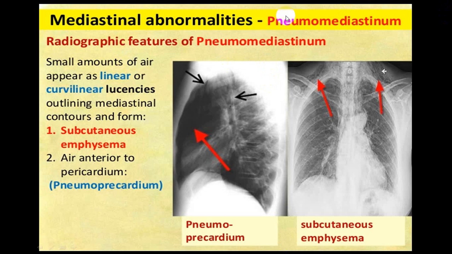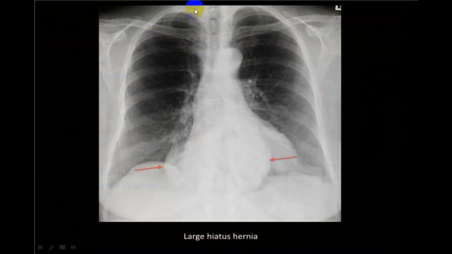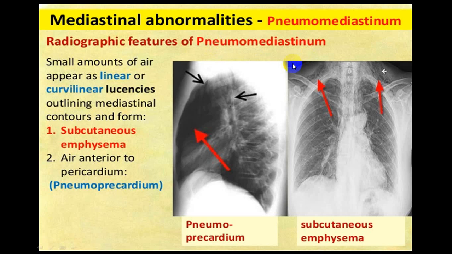So there is another condition where we get air in the mediastinum. Normally, if I draw the line like this, in this area you get only opacity except the trachea. Apart from the trachea, if you get linear lines, can you see the linear lines here? Can you see the air here? This is subcutaneous emphysema.